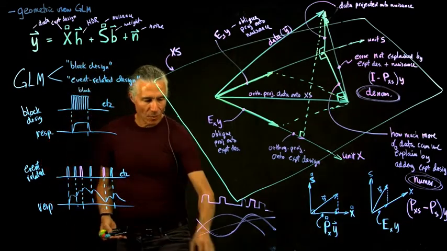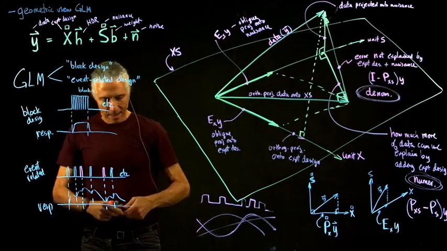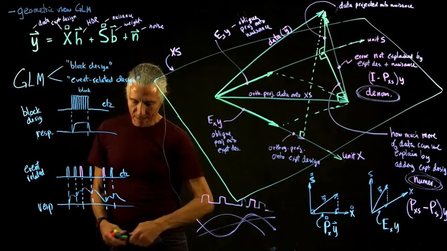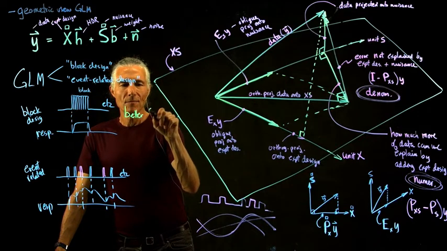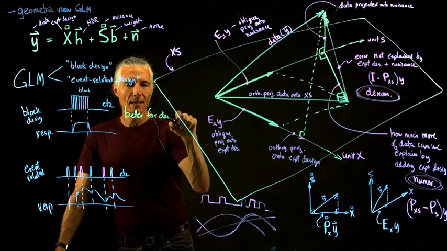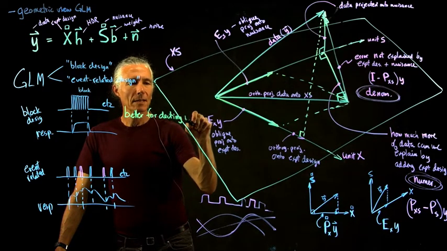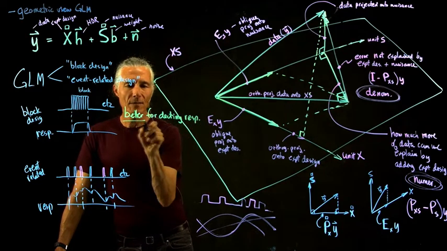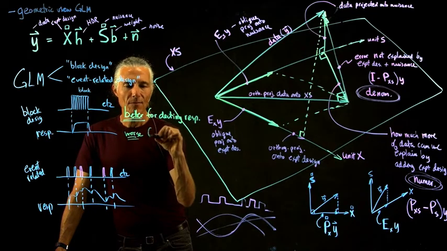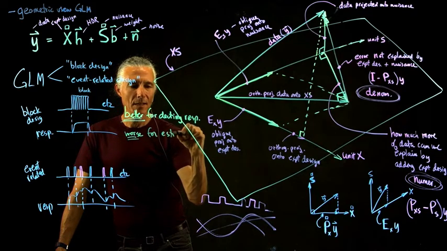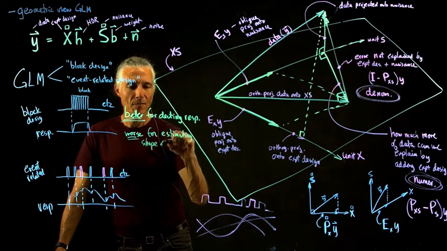And what is the point of this? Well, the Tom Liu paper discusses this in some detail. If you read in there, what you'll see is this is better for detecting a response. It's worse for estimating the shape of the hemodynamic response function.